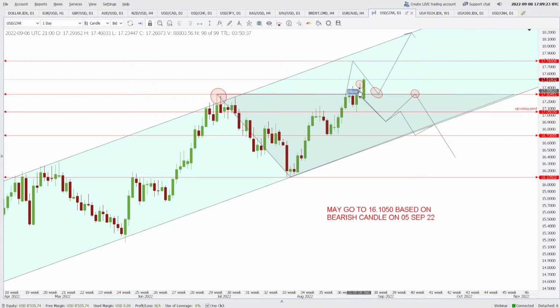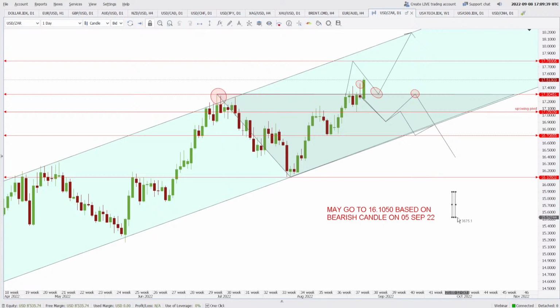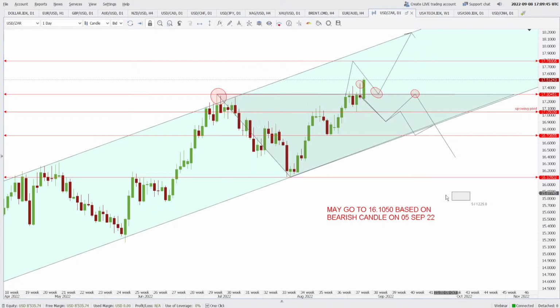Now we call it a hangman, or what is the name of this? Gravestone doji, you call it? Okay, whatever it is, this is a bullish hangman, I must say. First I must tell you what is hangman. So hangman is a man, and he is hanging like this. All right, a candlestick pattern of this sort.